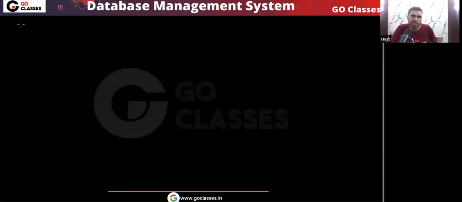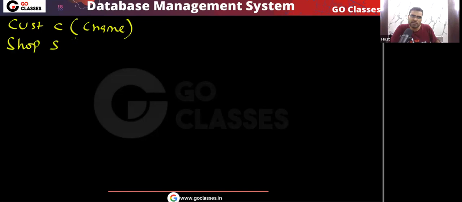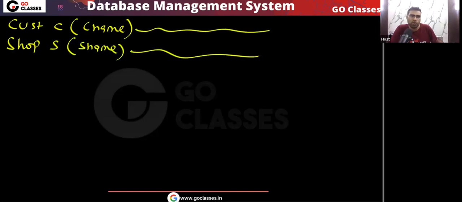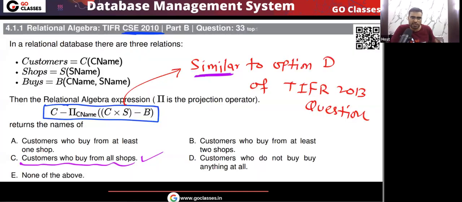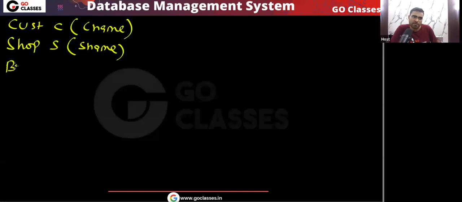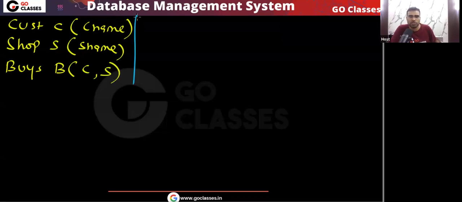You can see there is customer table C where you have customer names only. That's it. There is shop table S where you have shop names. So here you have all the customers, here you have all the shops, and there is another table, that is the buys table. This table is telling you which customer is buying from which shop. So these are the three tables.